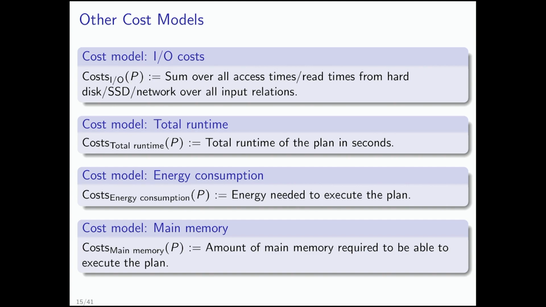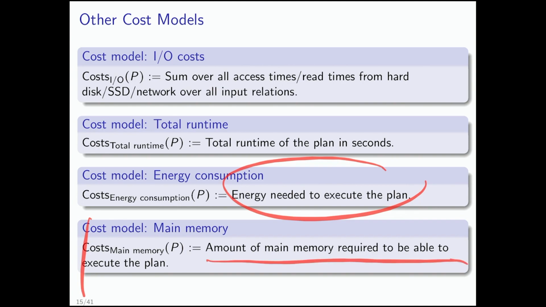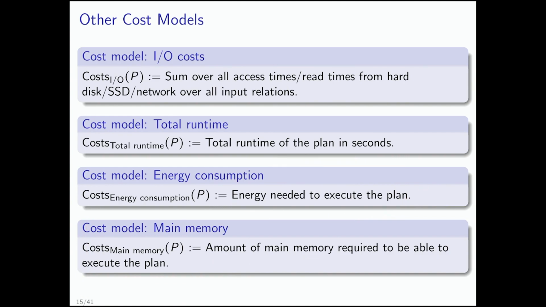Energy consumption, that's another one. It's the same problem as here. You can measure the energy, but then you need a predictor. You need a more complex model to make a prediction on that. And the other is main memory, so the amount of main memory required to be able to execute the plan. Again, you could measure that, but there are many ways to predict the amount of main memory and make meaningful decisions here. Okay.